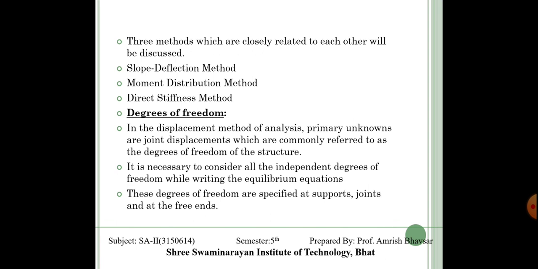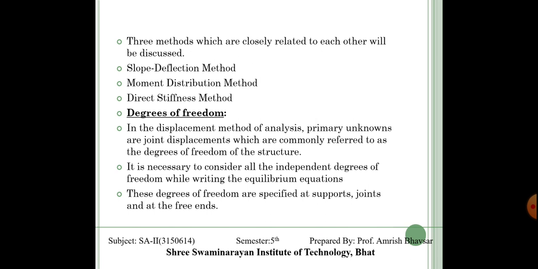Three methods which are closely related to each other will be discussed. The first one is the slope deflection method, the second one is the moment distribution method, and the third one is the direct stiffness method. So for analyzing the continuous beam, we have a number of methods. Of these, the most popular methods are slope deflection, moment distribution, and matrix methods. This is the stiffness method. Now, for understanding these methods, we must be aware of the degree of freedom, right? That we already studied in Structural Analysis 1 fundamentals.